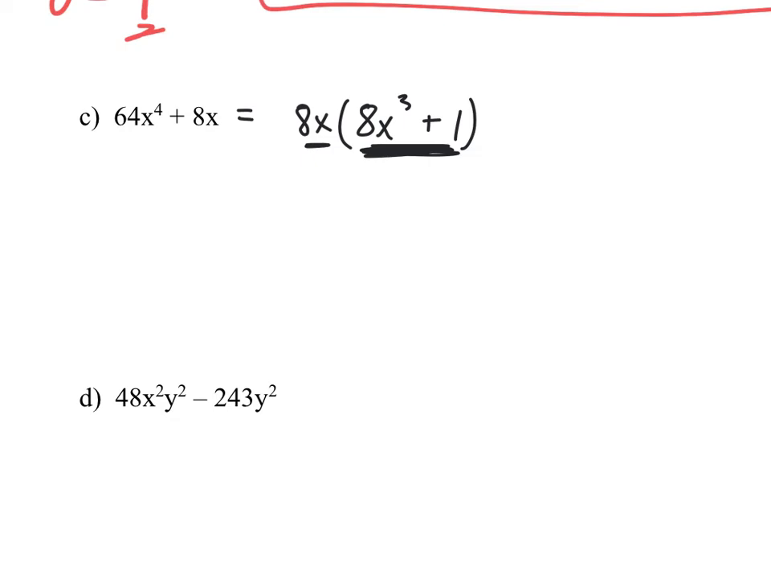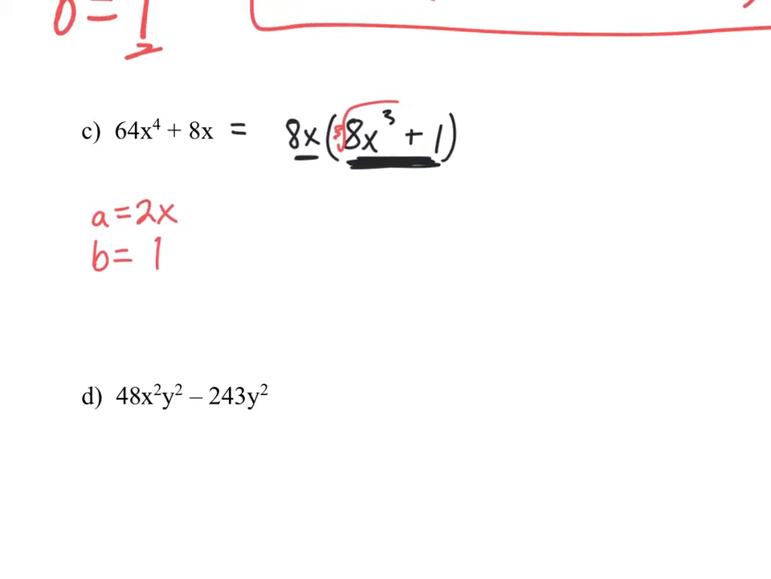Cool. Tell me, what is my a value going to be? Okay, that's the first value. But to find a, we got to find the cube root of that. 2x. Okay, what about b? 1, thank you. Okay. We'll keep our GCF out front.